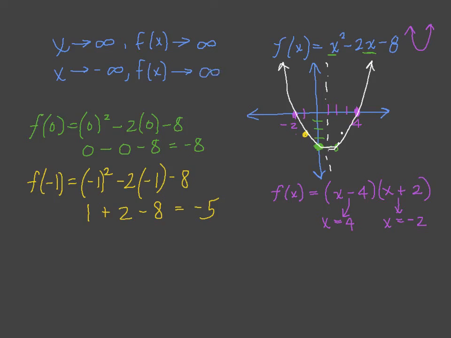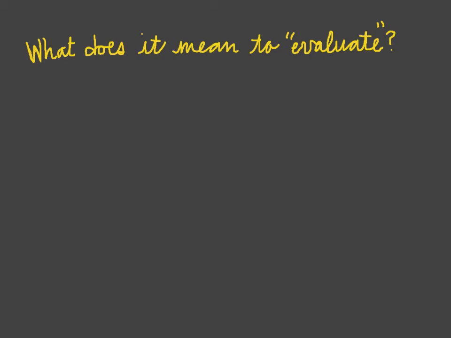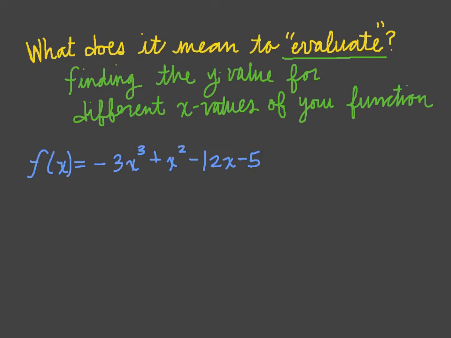So there's that end behavior that we already learned last class, plus what we already know a little bit about evaluating. What we were just doing is called direct substitution. That's just what we're used to doing, where we plug into a function and simplify it. Just as a little reminder, when I say evaluate, what does it mean to evaluate? That means that you're just finding the y value for different x values on your function.